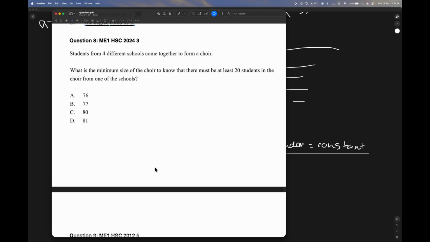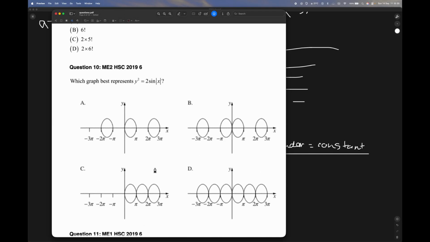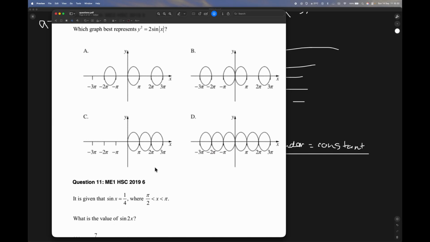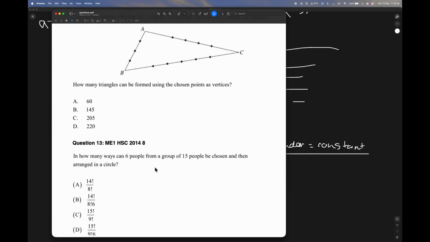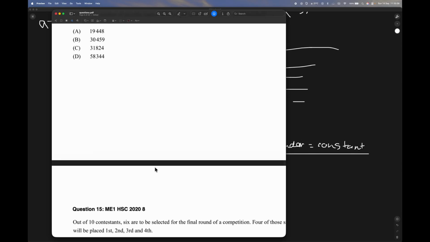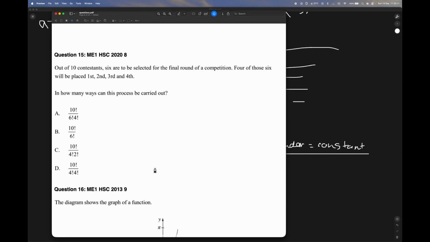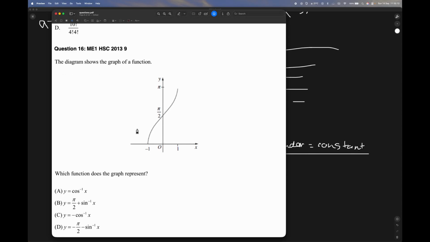So next polynomial question. I'll do another video and I'll do the combinatorics questions.